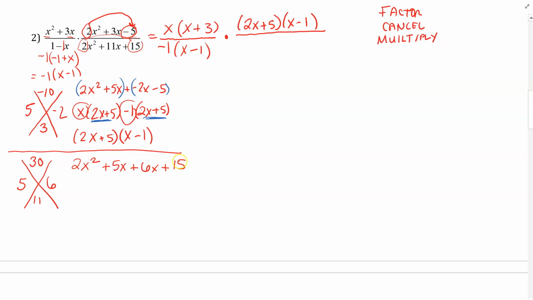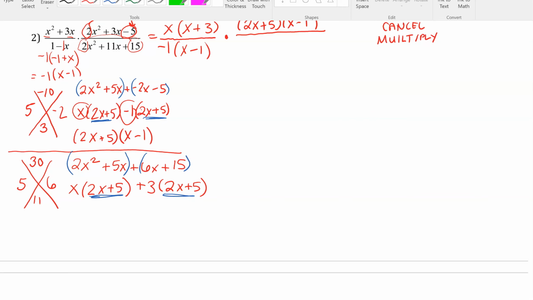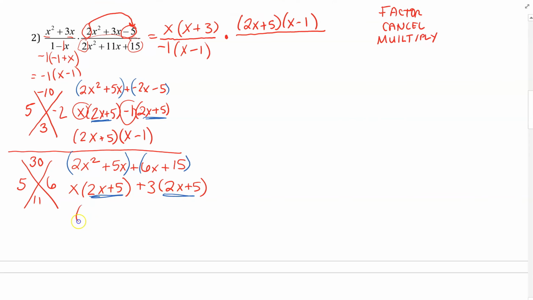I leave the 15 as 15, and then I group. And then I'll pull out an x from the first one to get 2x plus 5. And I can pull a 3 out from the second one to again get 2x plus 5, which is what I needed it to be. I need these binomials to be identical. And then I can factor out the identical binomial, and it leaves me with x plus 3. So those are the factors of the denominator of the second fraction.